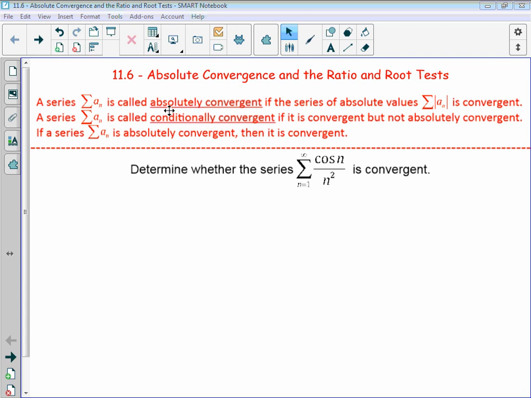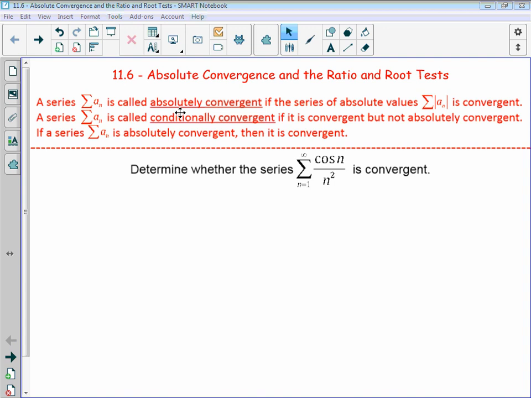Okay, so absolutely convergent and conditionally convergent are now on the AP test, so you have to know what they mean. A series is called absolutely convergent if you take the absolute value and put it around it and it converges. It's called conditionally convergent if the series is not absolutely convergent, but it converges on its own. So if you put absolute values around it, it doesn't work, but without the absolute values, it works. So it's kind of very technical.